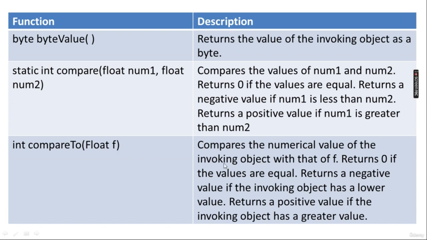compareTo(Float f) compares the numerical value of the invoking object with that of f. Returns 0 if both are equal. Returns a negative value if the invoking object has a lower value. Returns a positive value if the invoking object has a greater value.